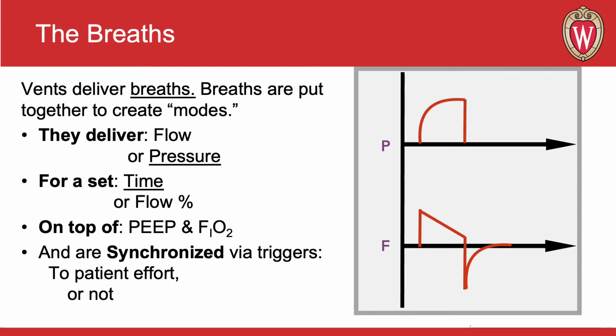Vents are simple. Here's the alternative type of breath, a pressure-delivered breath, where a vent delivers pressure, which is then fixed, and pressure turns on like a shark fin. It doesn't go up immediately, but you can adjust how sharp that shark fin is by adjusting something called the rise time, which is how quickly the pressure turns on. So here we've delivered a pressure breath, which means that the flow is variable based on the patient. And we deliver that amount of pressure that we picked for a set amount of time that we pick on top of PEEP and FiO2, and either synchronized or not.